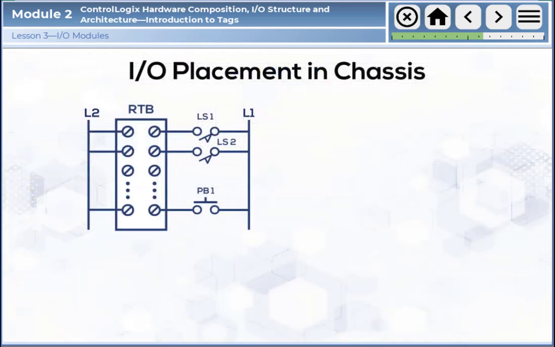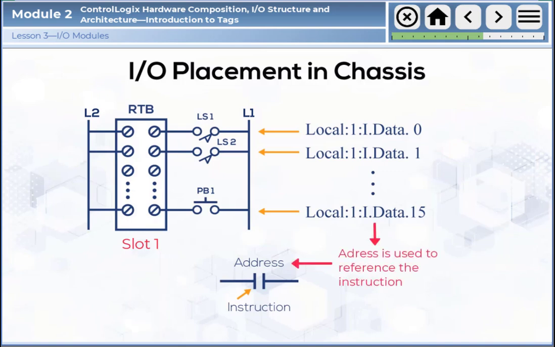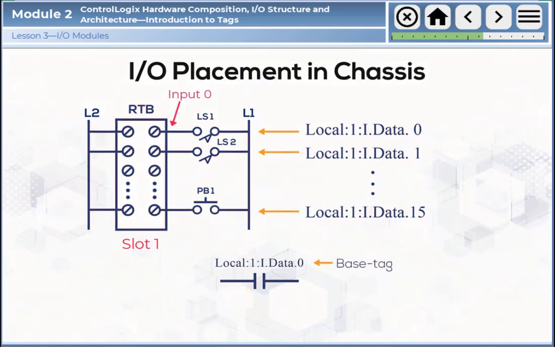The field input devices connected to the input module in slot 1 will be known in the control program as addresses Local:1:I.Data from 0 to 15, representing the 16 connections available in this input module. These addresses are used to reference the ControlLogix on-off or discrete instructions in the control program. For example, if a field input is wired to input 0 in the module in slot 1, it will be known as Local:1:I.Data.0.